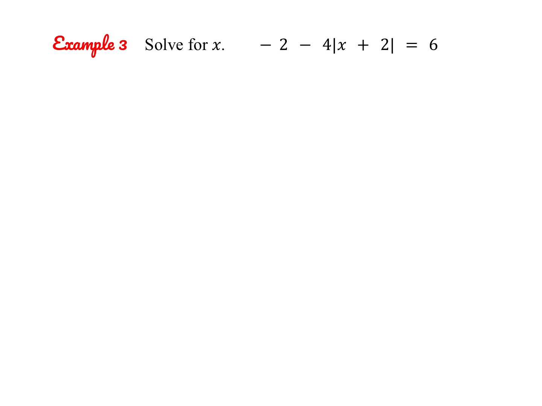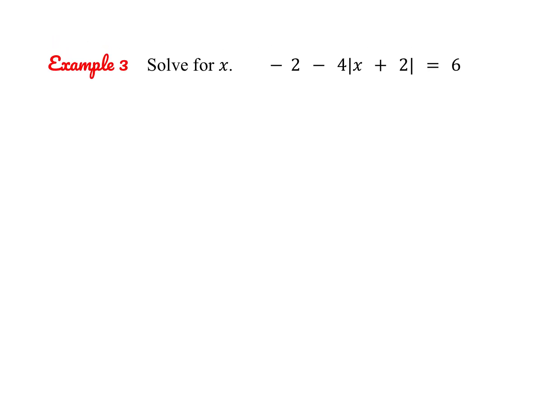All right, let's try another one together. So here, I'm going to isolate my absolute value again. So I'm going to add 2 to both sides. So -4 times the absolute value of x plus 2 equals 8. Then I'm going to divide both sides by -4. So the absolute value of x plus 2 equals -2.